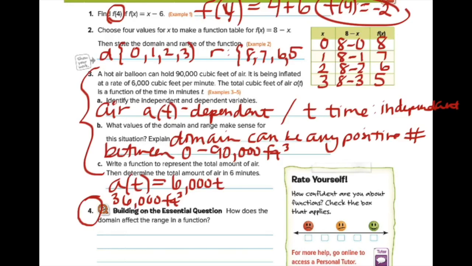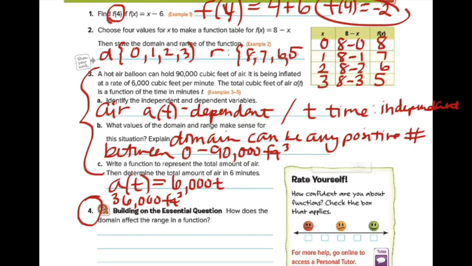Okay, so if you paused number 3, I answered number 3 here. So when we look at our hot air balloon, it holds 90,000 cubic feet of air. It's being inflated at a rate of 6,000 cubic feet per minute. The total cubic feet of air, which is A of t, is a function of the time. So our air is going to be the dependent variable, the total cubic feet of air, because that's our total. Time is the number that's going to change. That's our independent variable. That can be anything.